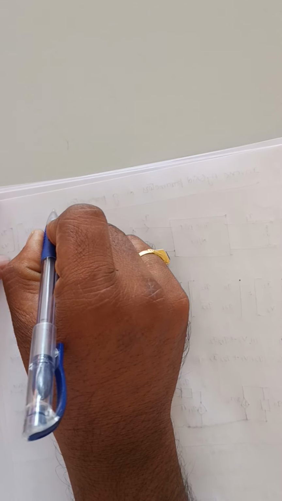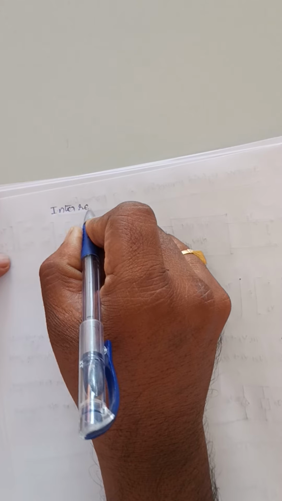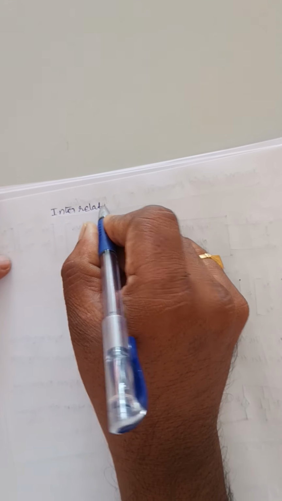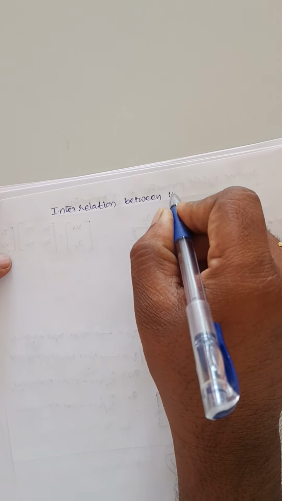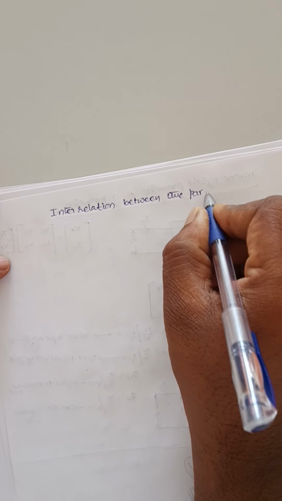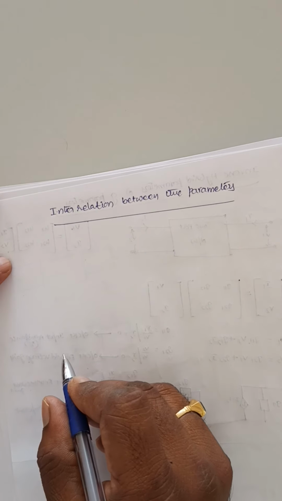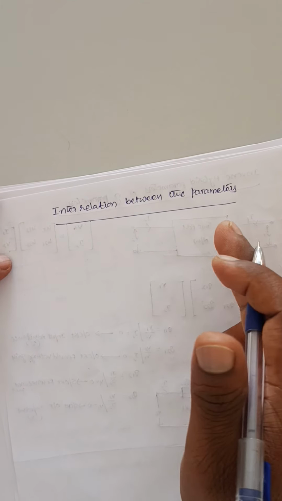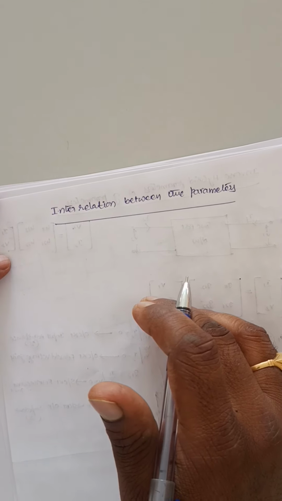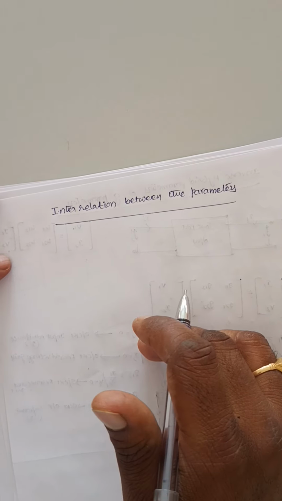Here in this class I am going to explain about this one concept, that is interrelation between the parameters. So this concept represents the relation between the parameters. That means there are different types of parameters: Z parameters, Y parameters, transmission line parameters, and hybrid parameters.